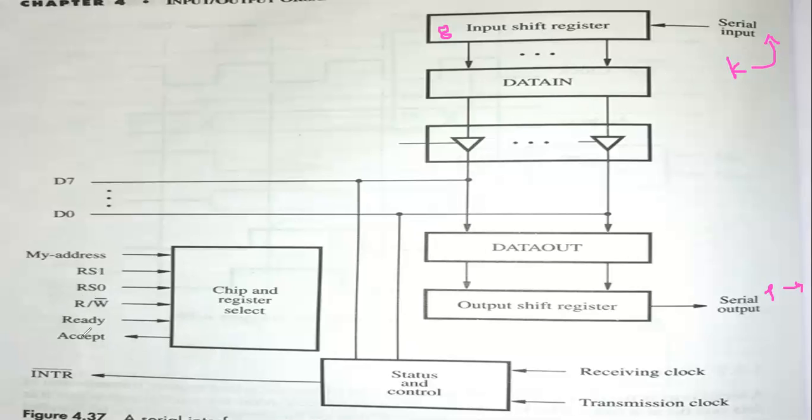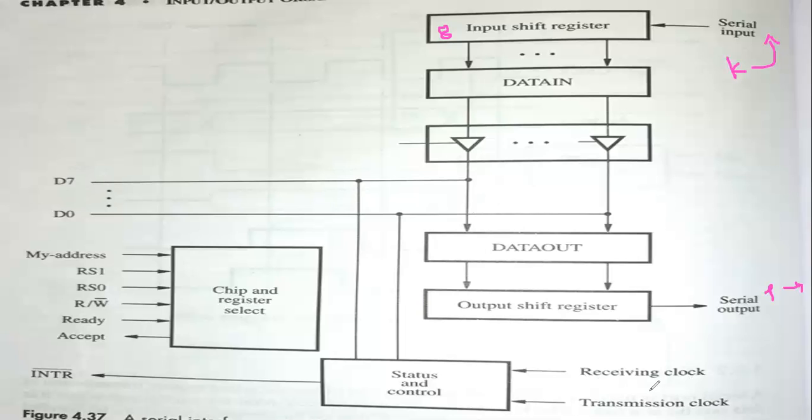So after receiving that accept, the continuous data and content will be uploaded to the data line, and that will flow in this direction. Fine, now the data will be transferred towards the processor. Now observe very carefully: we have something called a receiving clock and a transmission clock.